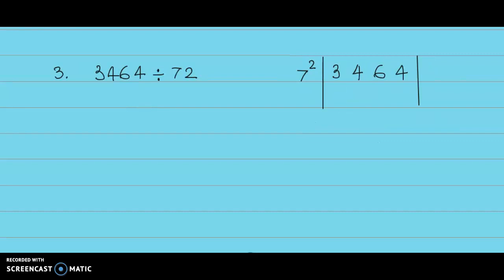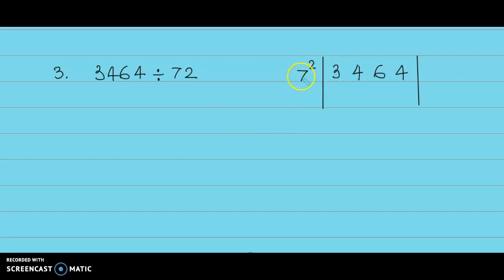Now here is the next question where 3464 is to be divided by 72. So I have written 3464 as you can see, and 72 as usual is written in this manner. The beauty of this type of Vedic division is that you don't have to divide by 72. You don't have to memorize the table of 72. We are considering 7 and 2 separately and then solving.